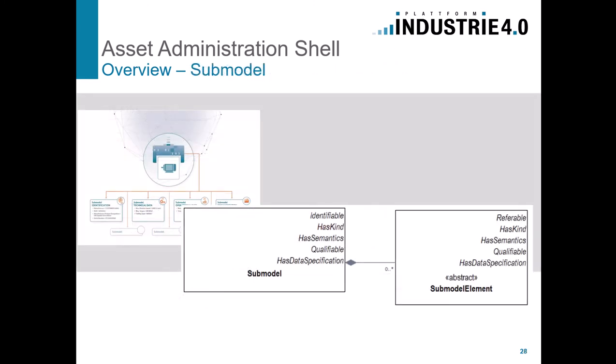Okay, the submodel, that's really easy as you see. It's just a set of submodel elements. It's a composition. And as you see, a submodel element is qualifiable. It has a semantic ID. It has a kind, template and instance, but the default is instance. And the same holds for the submodel itself. And the submodel as well as the submodel element should always have a semantic ID.